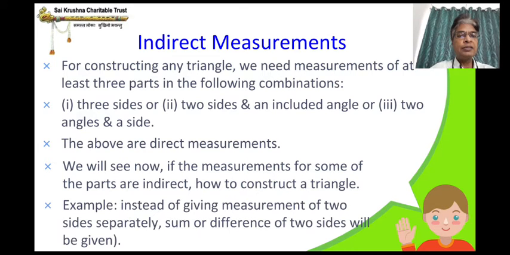What is indirect? An example of indirect is giving the sum of 2 sides instead of giving the measurement of 2 sides separately. Like there we saw AB and BC separately. They will say AB plus BC equal to so much, or AB minus BC equal to so much, or AB plus BC plus CA equal to so much. Like this, combinations will be given. In this part as well as a couple of parts forward, we are going to see how to construct a triangle if somewhere the sum is given, if somewhere the difference is given. Very interesting methods will be there. Let us see that.